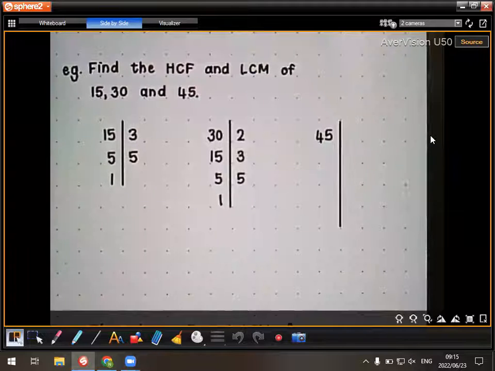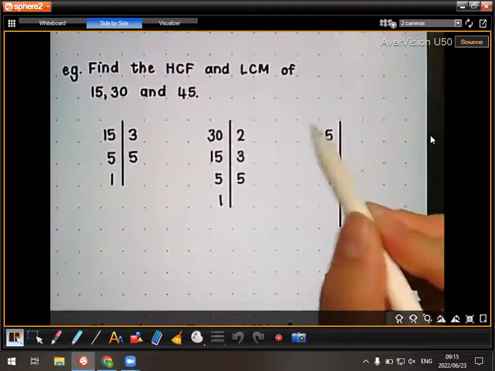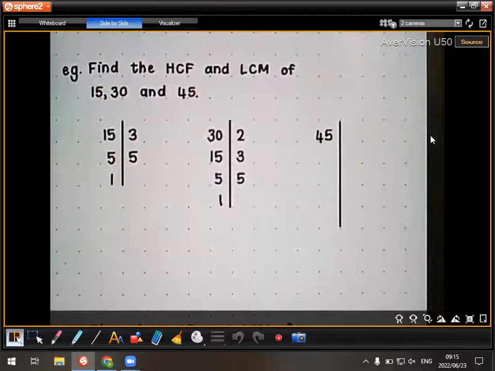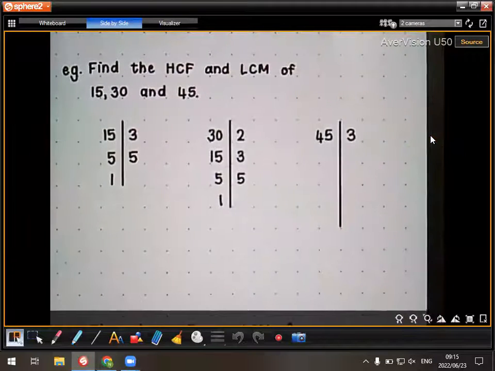Does 2 go into 45? No. What about 3? Yes, remember that test? If we add the digits together, 4 plus 5 is 9. All right, and 3 goes into 9, so 3 is also going to go into 45. What is 45 divided by 3? It's 15, hey?